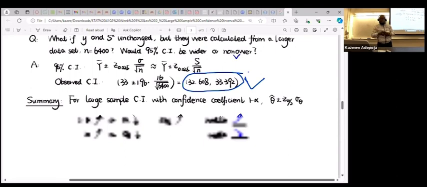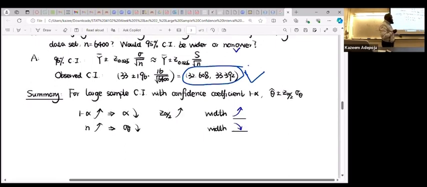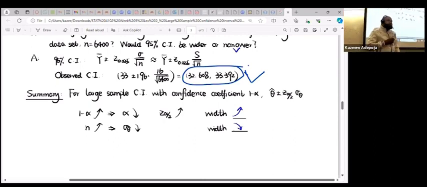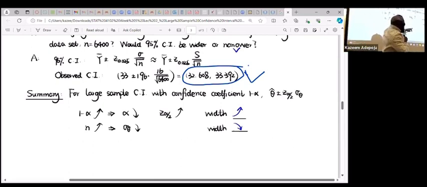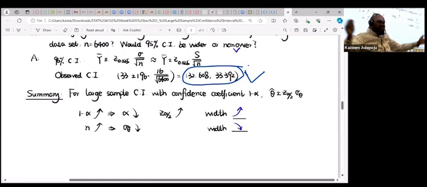Okay, now this is the summary. When the level of confidence goes up, of course, the level of significance goes down. If I go from 90 to 95 level of confidence, then I'm going from 10 to 5 level of significance. And what happens is the z-score goes up. And what happens to the width? The width of the interval also goes up.